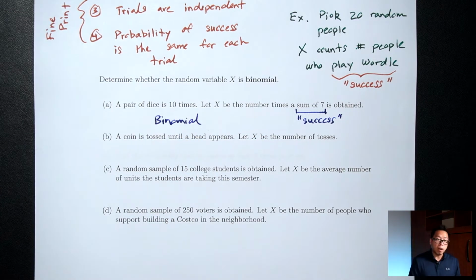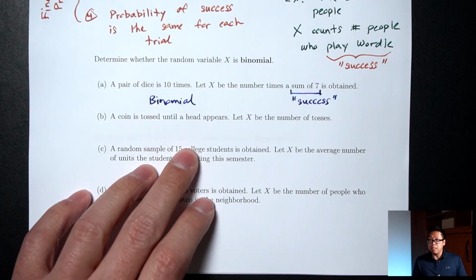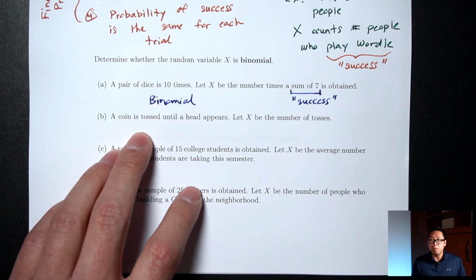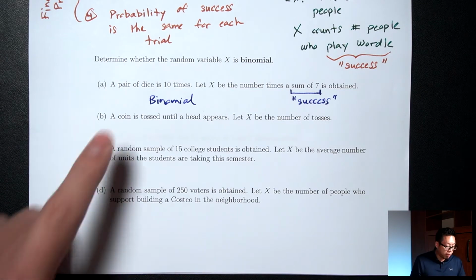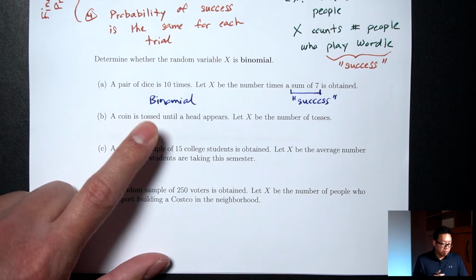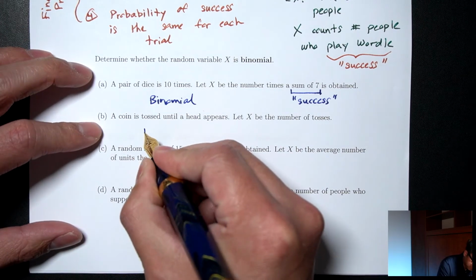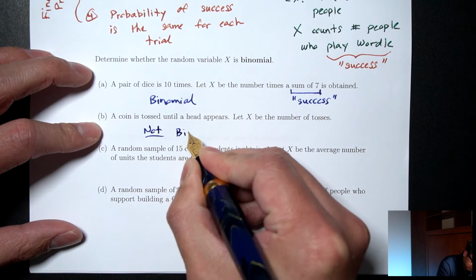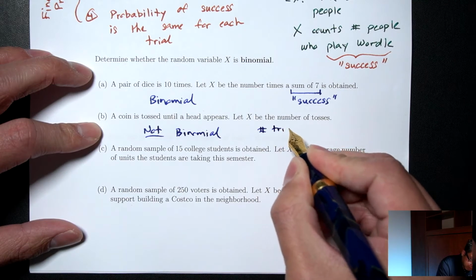Part B, a coin is tossed until a head appears. Is the number of trials fixed? There's nothing here that specifies how many times we're flipping the coin. We're flipping this coin until a head appears, which could mean we get a head on the first try. It could mean the second try. It may take us 10 tries before we get a heads. So here, the number of trials is not fixed. We're not doing this experiment a fixed number of times. So already, this is not binomial because the number of trials is not fixed.